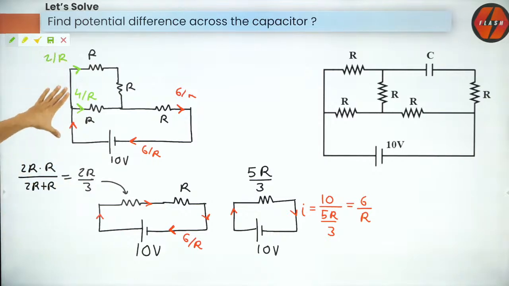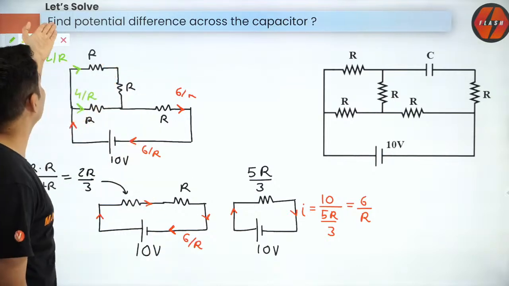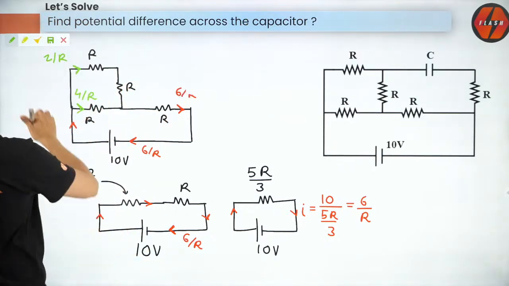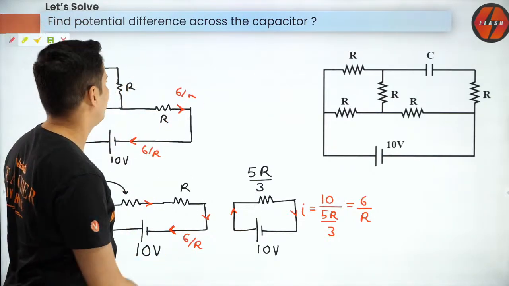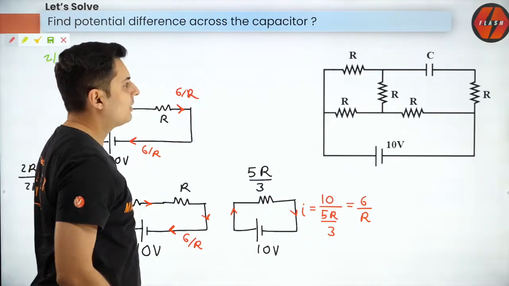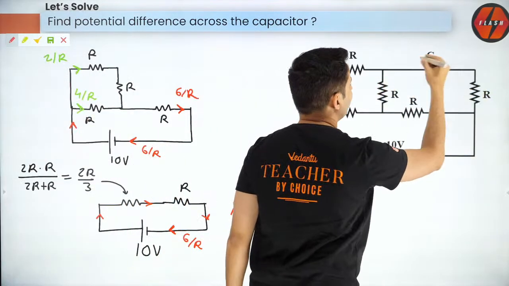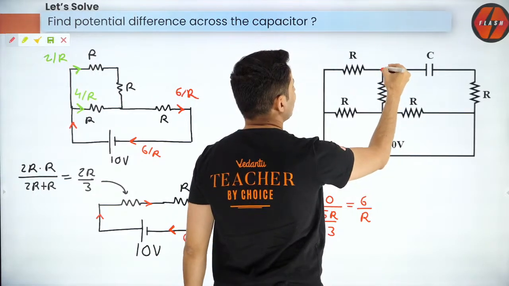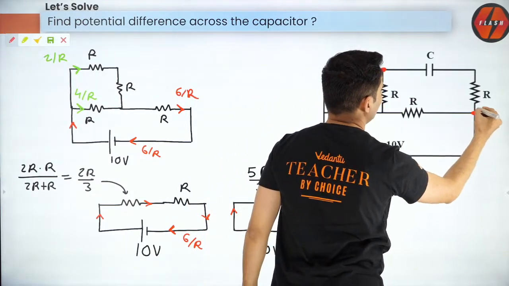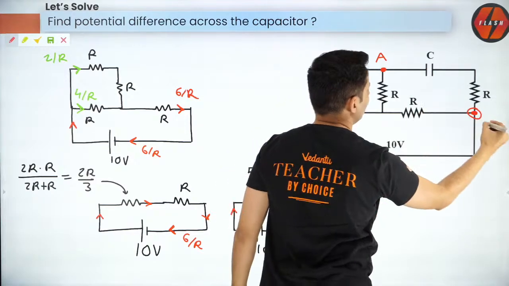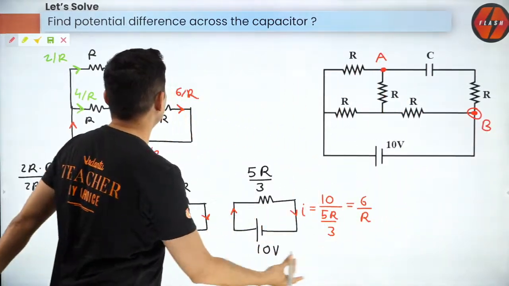Alrighty. Now here is the thing. What is the question? We forgot the question only. What is the question? The potential difference across the capacitor. Acha. Oh, by the way, this was 6 by R. So if I want to find the potential difference across the capacitor, that means what is the potential difference from this point to this point, from A to B. Acha. So let's start, guys.